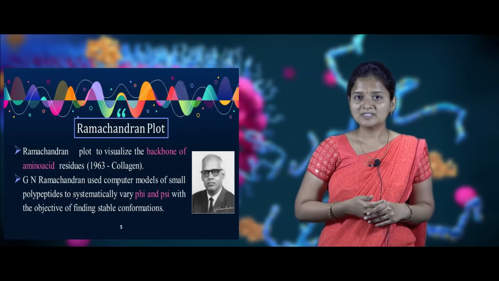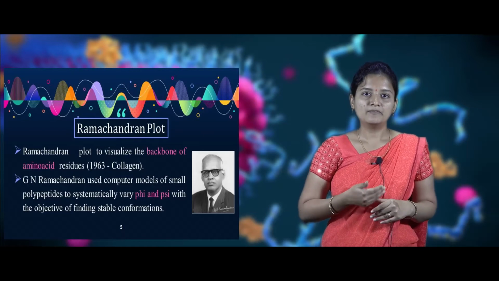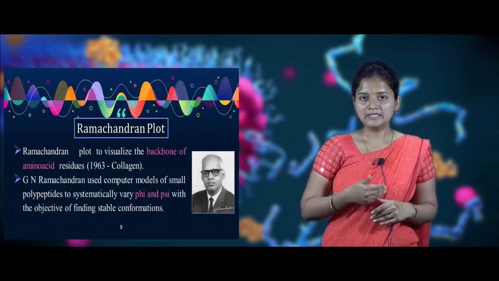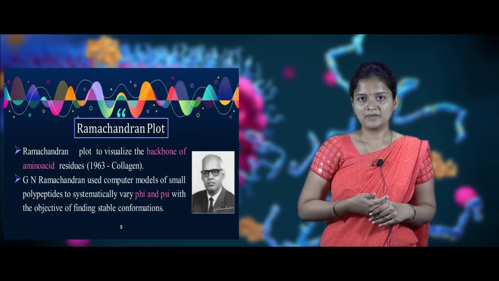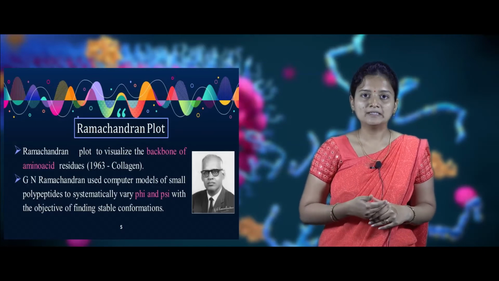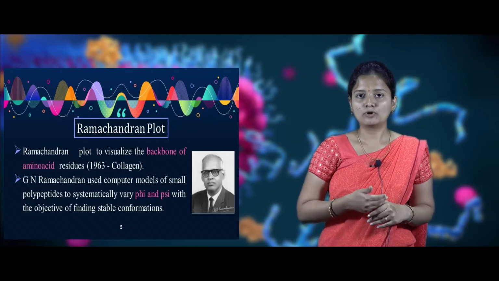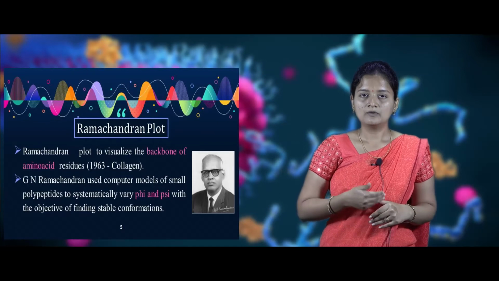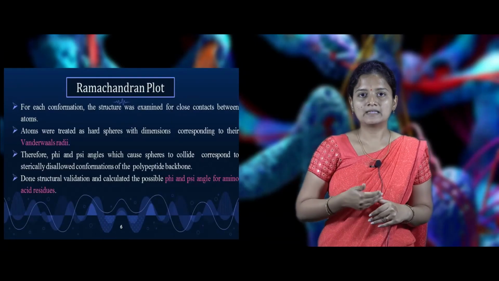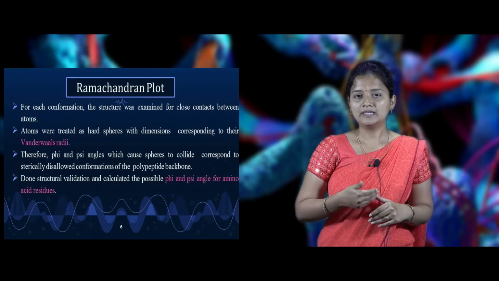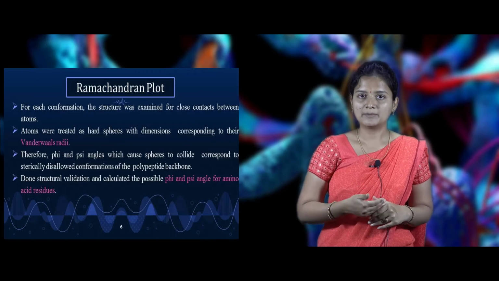We can say the Ramachandran plot is a computational model where the phi and psi angles of each amino acid residue or each polypeptide are studied. These phi and psi angles play an important role in determining protein conformation for all possible amino acids. The phi and psi angles are oriented in such a way that they help us decide the steric hindrance of each amino acid with the help of the Ramachandran plot.